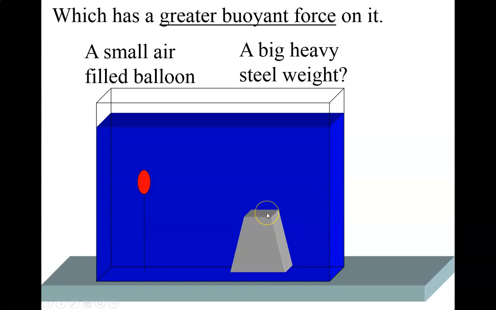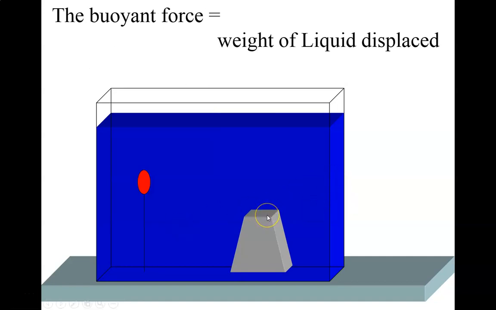Which means the buoyant force is actually greater on the steel weight than it is on the balloon. Why is the steel sinking if it's got more buoyant force pushing it up? Well, there's that other pesky force, gravity. The steel weight also has a lot more.